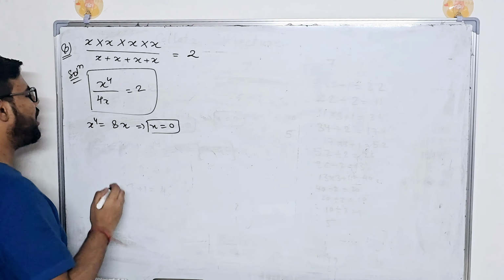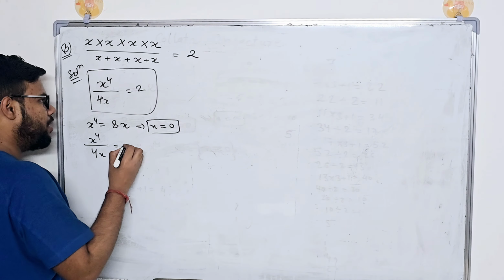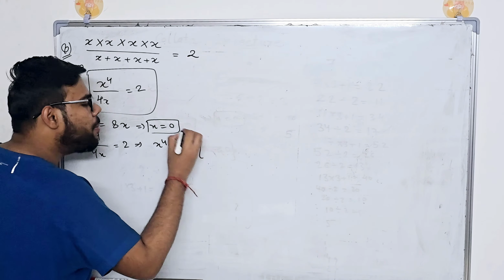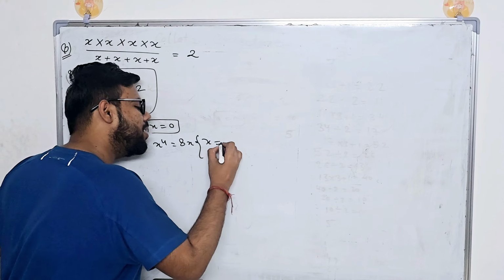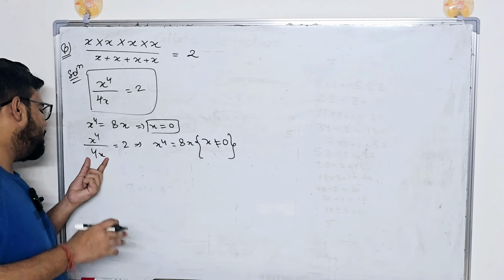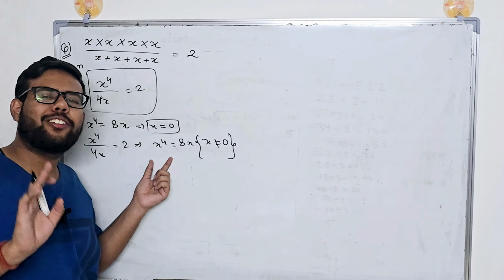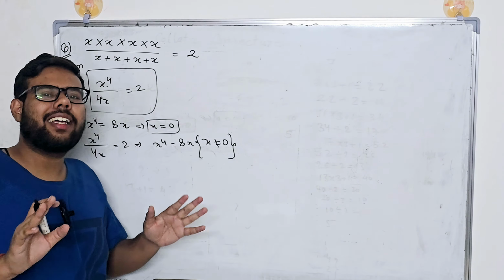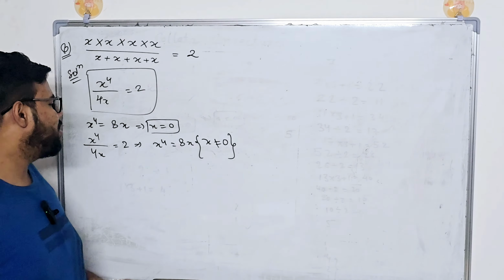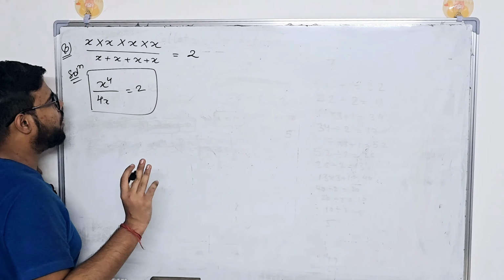Why? Let me give you an answer. So when you said x to the power 4 by 4x is equal to 2, and you said that x to the power 4 is equal to 8x, you fundamentally meant there that x is not equal to 0. Because if x is equal to 0, then you would get a 0 in the denominator, which is not allowed in mathematics, right? So basically x to the power 4 is equal to 8x is correct as far as you consider x not equal to 0, right? Okay, so let me erase this. So now you know that x is equal to 0 is not a solution of this question.